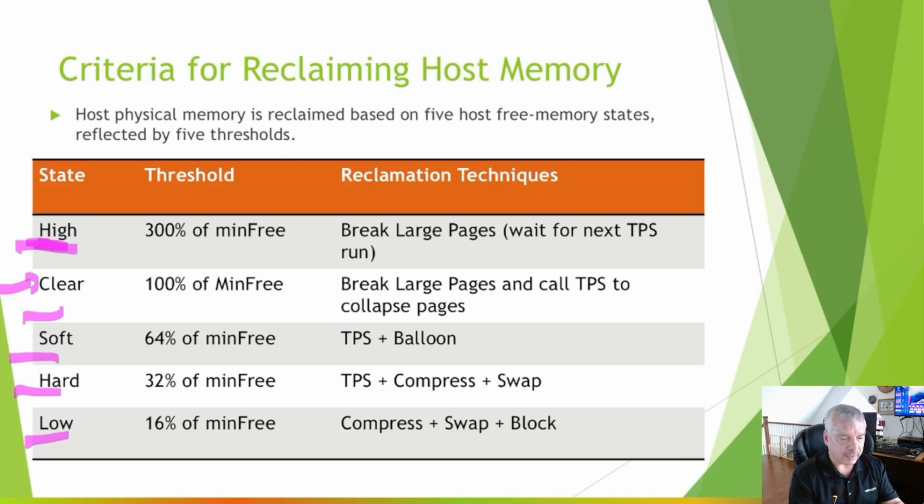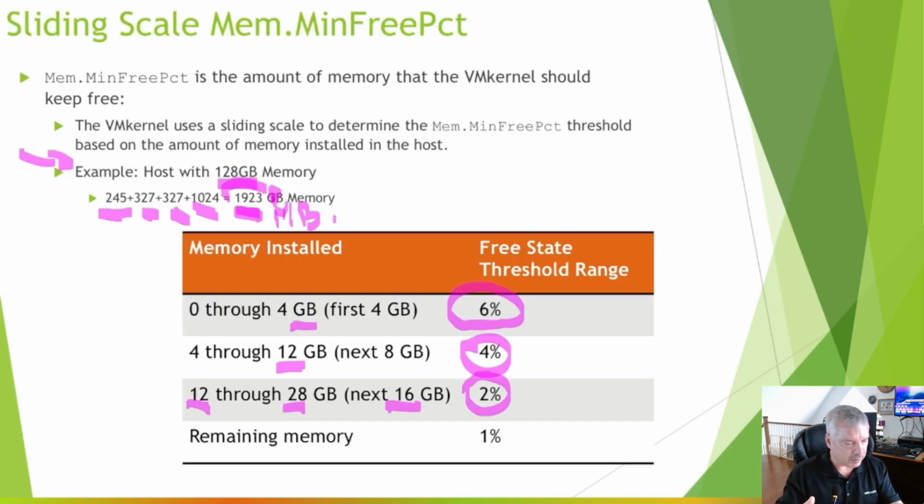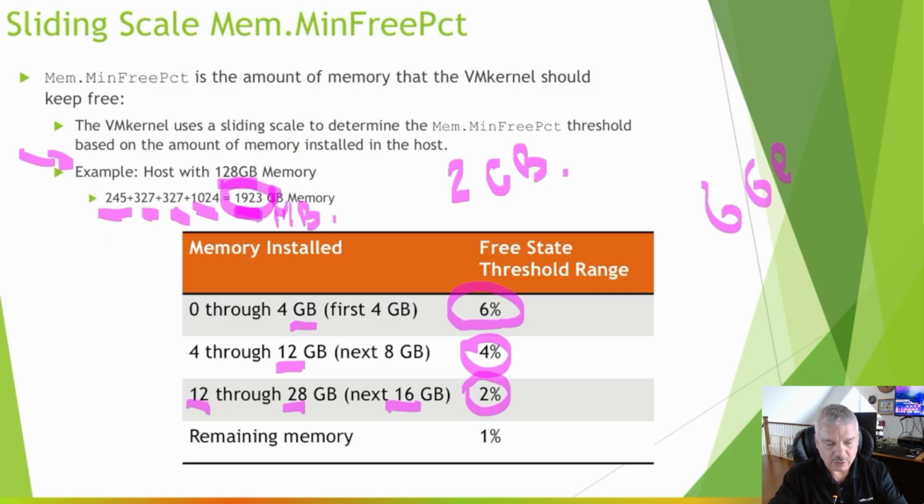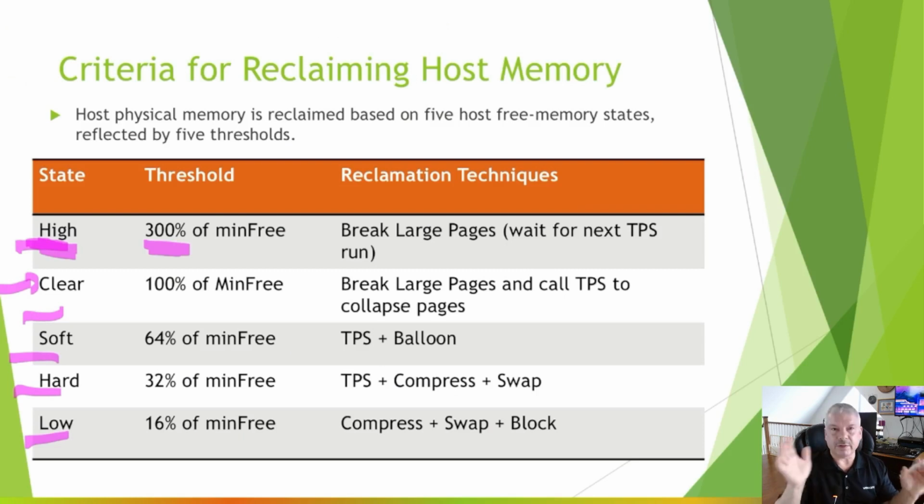So when we're in a high state, and I don't mean like high, I mean high. When the host considers I got plenty of memory, that means I got 300% of min free. So in my case here, min free is 1923. Let's just say it's 2 gig, just for argument's sake. So 300% of that, so that'd be 3 times 2 would be 6 gig. So if I've got 6 gig of free memory, everything's good, right? So this is my threshold.